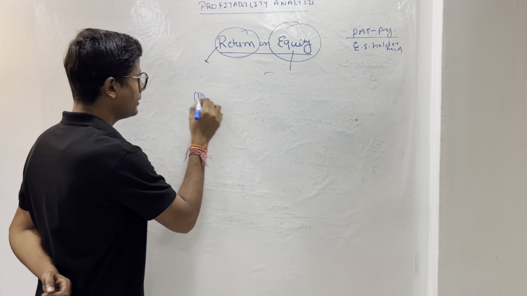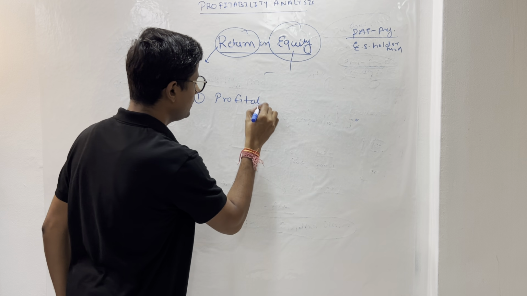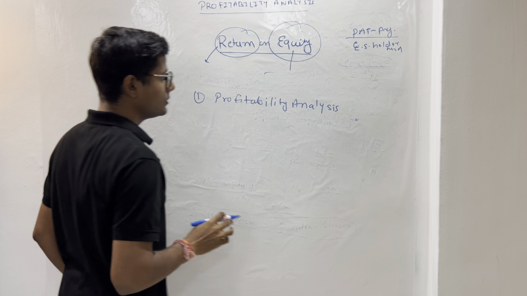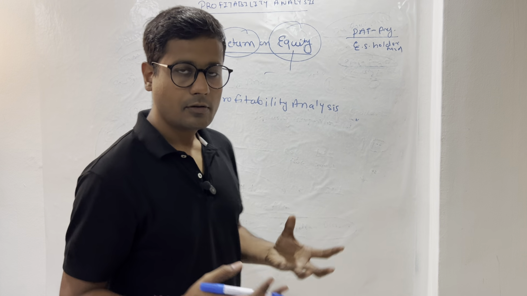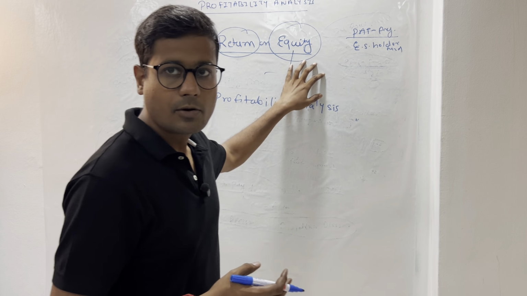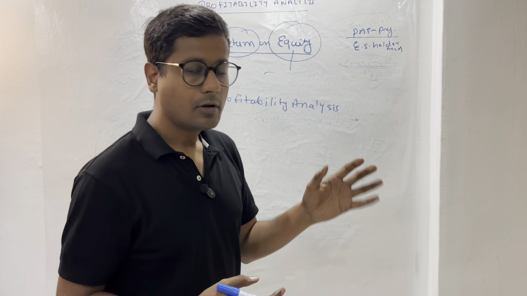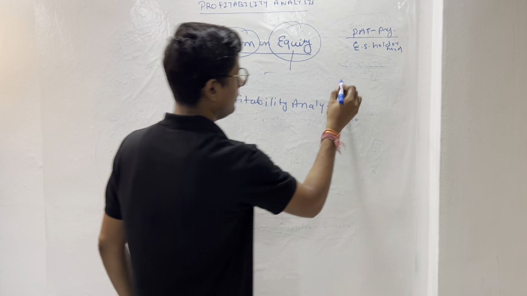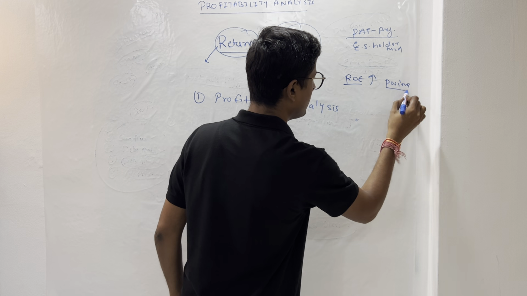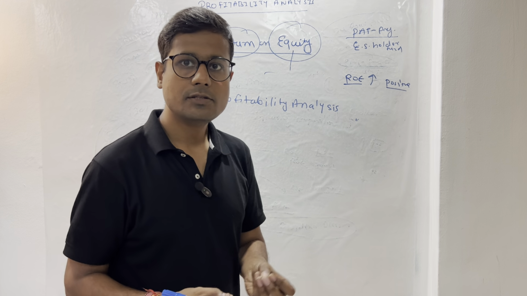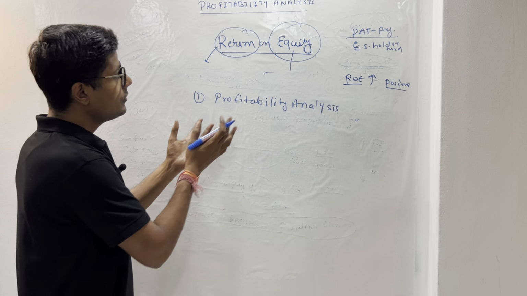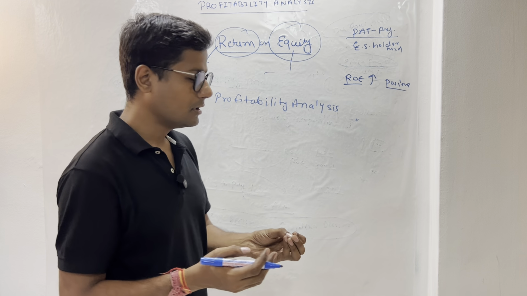First is the profitability analysis. That's very obvious, because this formula is talking about the profitability for the equity shareholder. If the company's ROE is high, or at least if it is positive, it means the company is generating returns and is profitable, because it is generating returns for the equity shareholders. If it is positive, you can simply draw that conclusion.